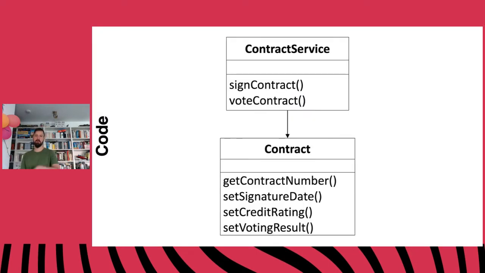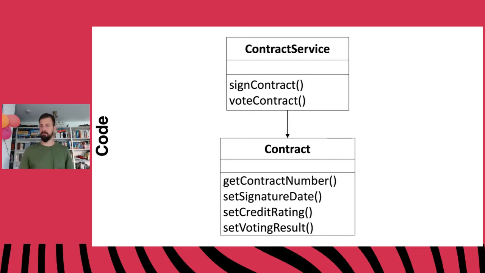So when we look into our analysis tool, we can see, well, the contract service has two methods, sign contract and vote contract. And it works on the class contract where we have a contract number and a signature date and a credit rating and a voting result. And all these fields, they have getters and setters, but there is no real domain logic in the contract. So on a side note, this is what's called an anemic domain model. Not so nice, but we will not do anything against the anemia now. We will first split this thing up.